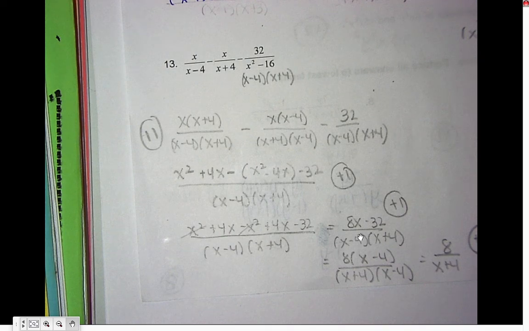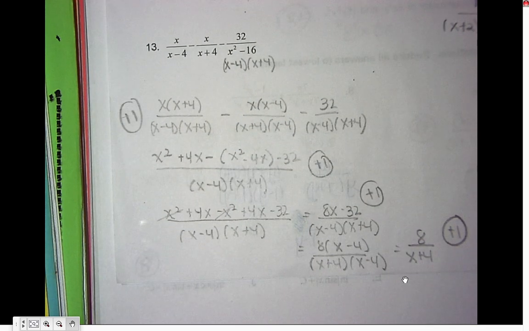That one actually worked out really nice, where once you subtracted with your numerator, you're left with 8x minus 32. You can pull out a common factor of 8. And when you do that, you'll notice your x minus 4 and x minus 4 will cancel. So the final answer would be 8 over x plus 4.